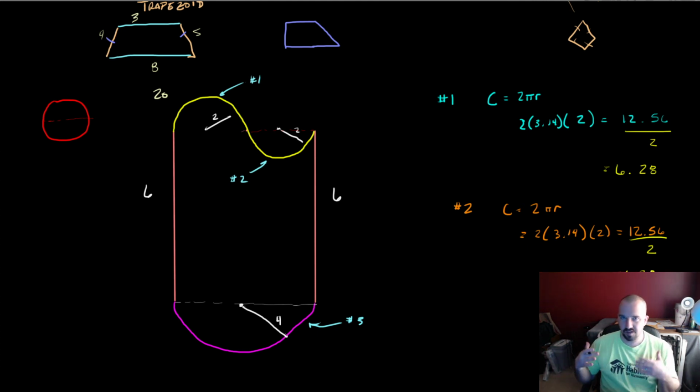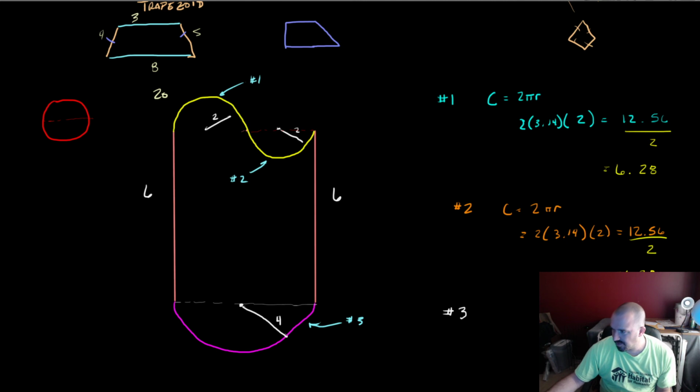Here's where you could have done yourself a little bit of a favor. If you had noticed that number 1 was the top half of a circle and number 2 was the bottom half of the circle, you could have thought of both of them together as one complete circle, done the thing once, and you would have gotten 12.56. Otherwise, we end up having to add them together, which is perfectly fine.